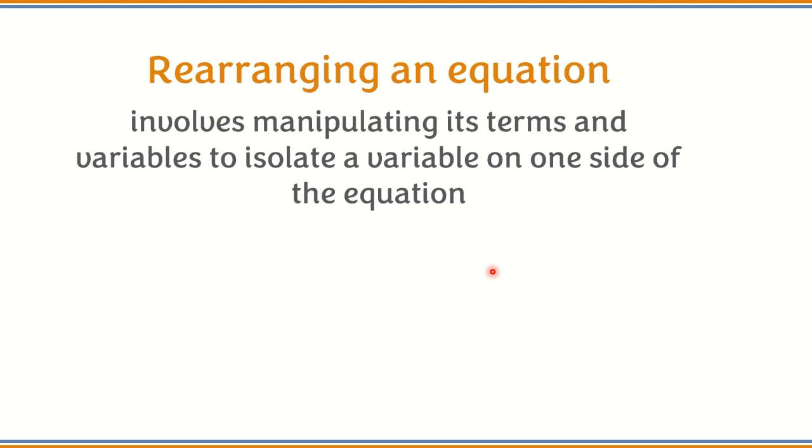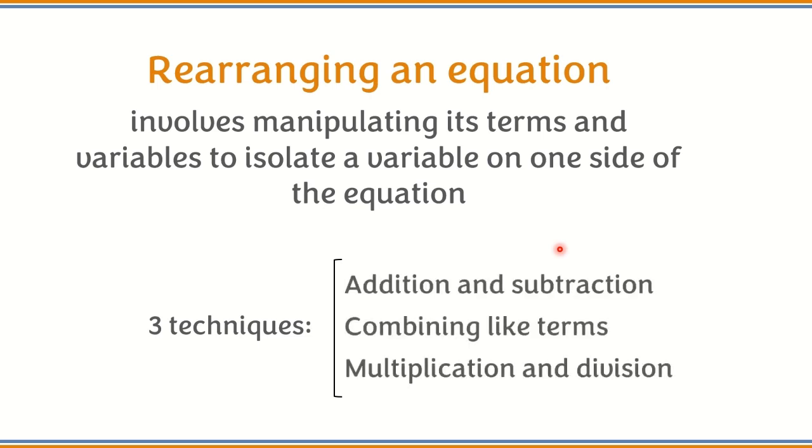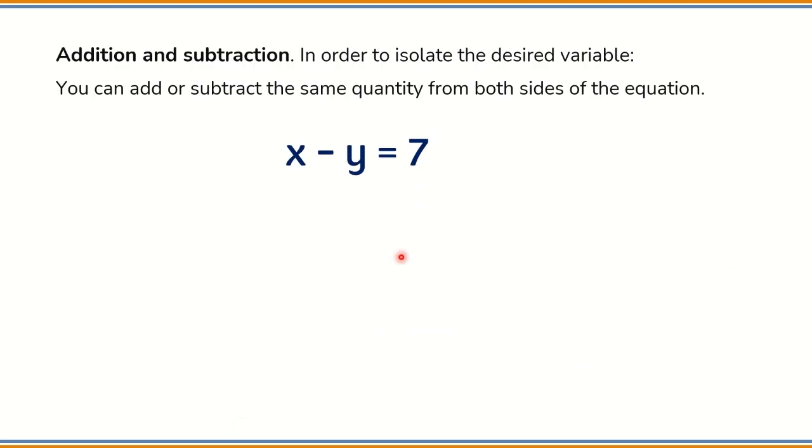You need to know how to rearrange an equation, how to manipulate an equation to be able to leave a variable on its own on one side of the equation. To do this, I'm going to explain 3 basic techniques: addition and subtraction, combining like terms, and multiplication and division. Addition and subtraction. We have to use this technique to isolate a variable on one side of the equation. You can add or subtract the same quantity from both sides of the equation.